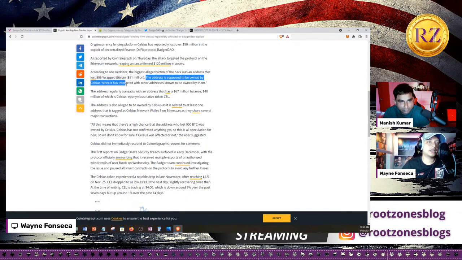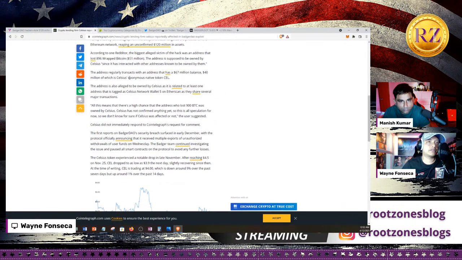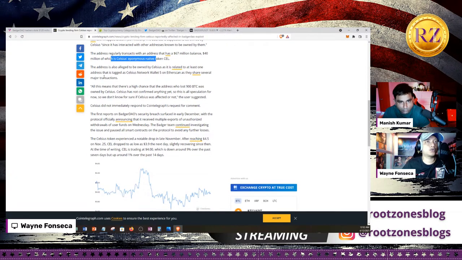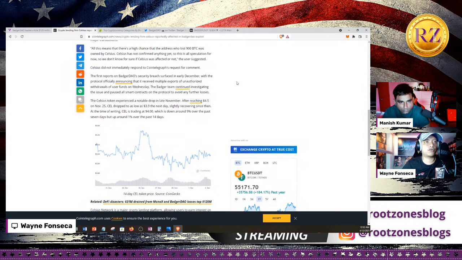Wow. Since then, it has interacted with other known addresses. Now, the address that regularly transacts with the other addresses has 67 million in balance, 40 million of which is Celsius, and the address alleged to be owned by Celsius is related to one of the addresses. Now, Celsius did not immediately respond to Cointelegraph's request for comment.